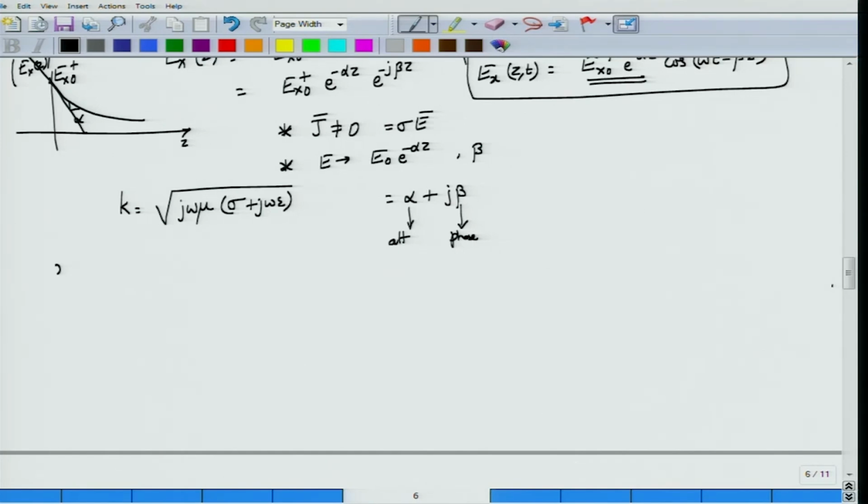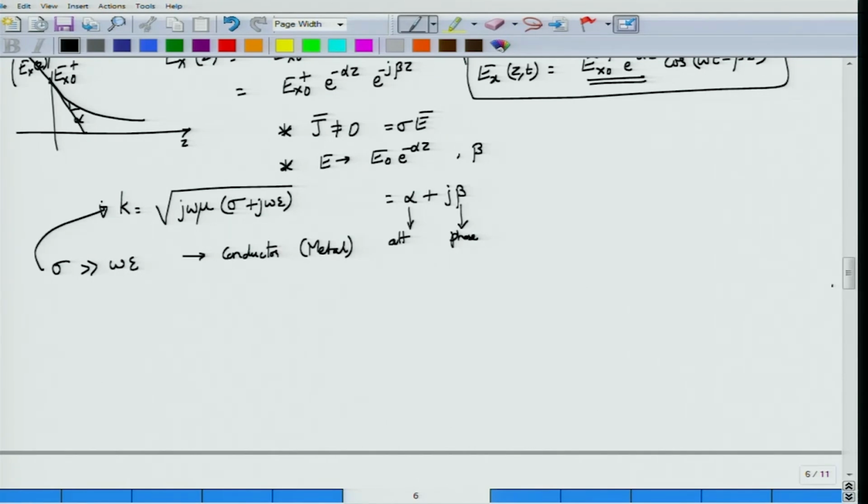First consider the case where sigma is much larger than omega epsilon. This would be the case of a good conductor, that of a metal for example. If you take copper or gold, these metals will have a large conduction current compared to a small displacement current.